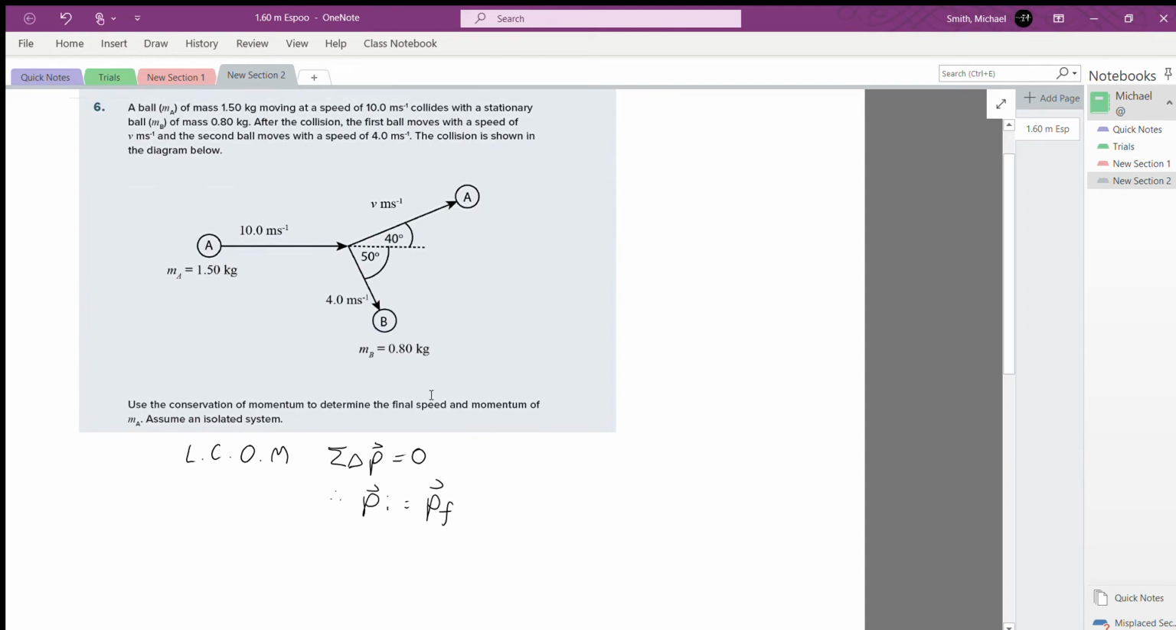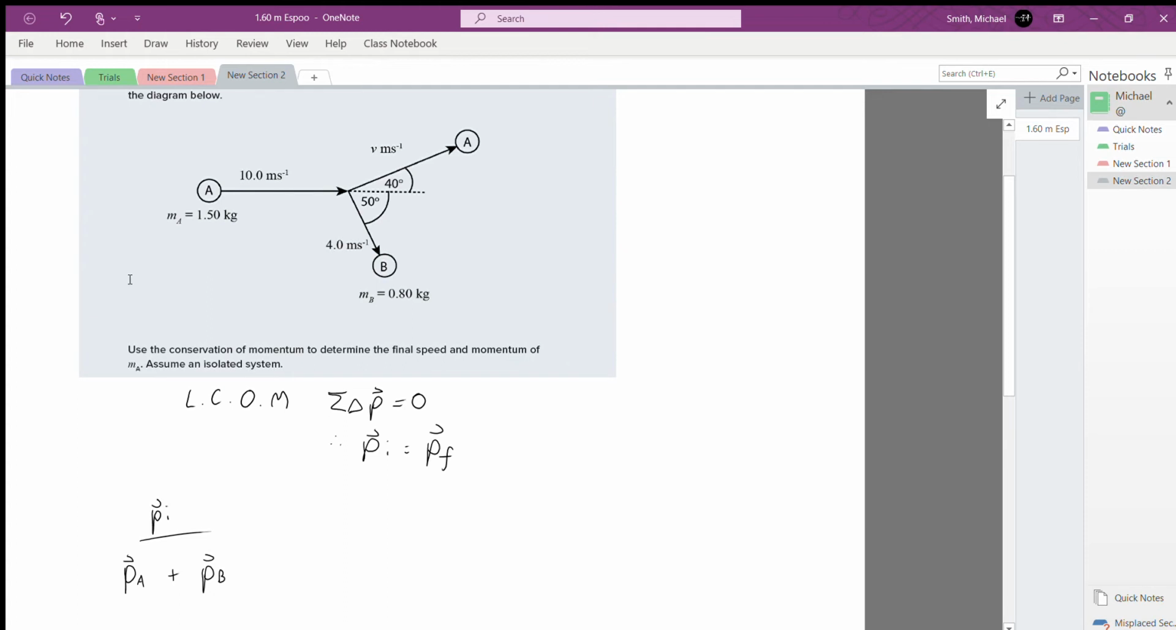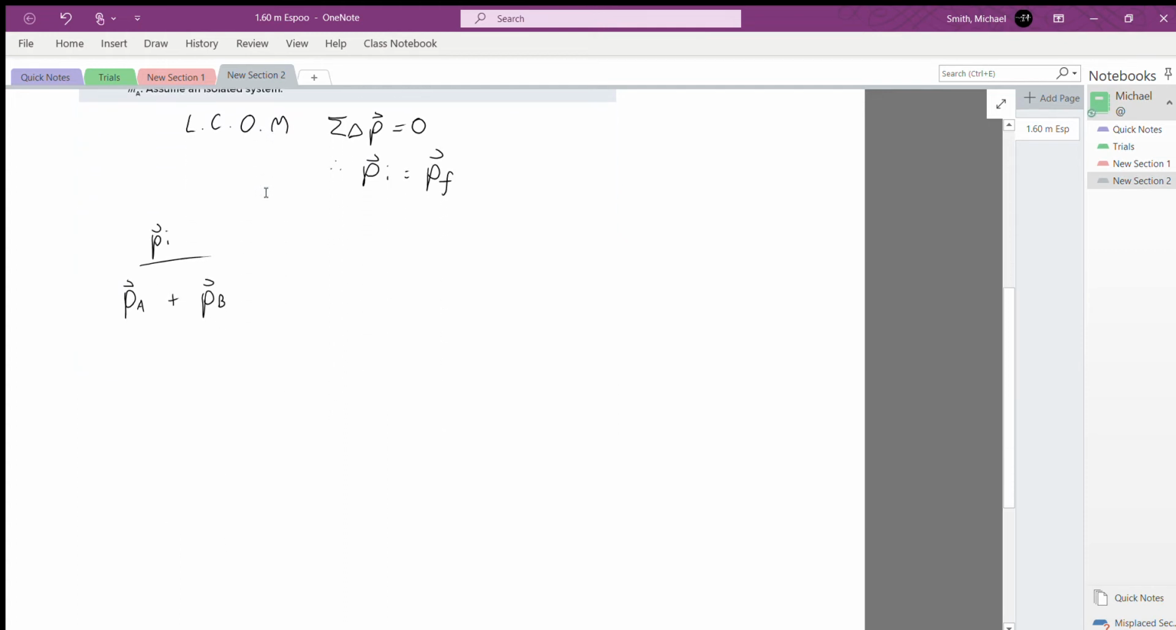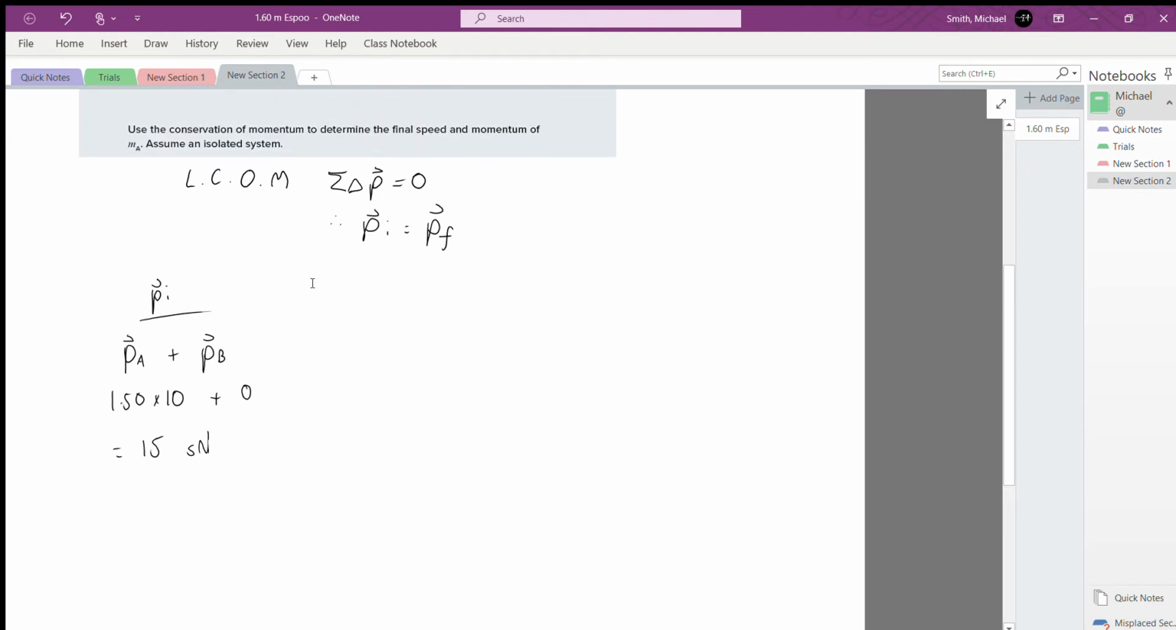So first we need to work out the initial momentum of the system. So I'll do that over here. It'll be the initial momentum of A plus the initial momentum of B. A has a mass of 1.5 and it's moving at 10 meters per second, so 1.5 times 10, and ball B is stationary, so it's got 0 momentum. Therefore, the initial momentum of the system is 15 kg m/s.